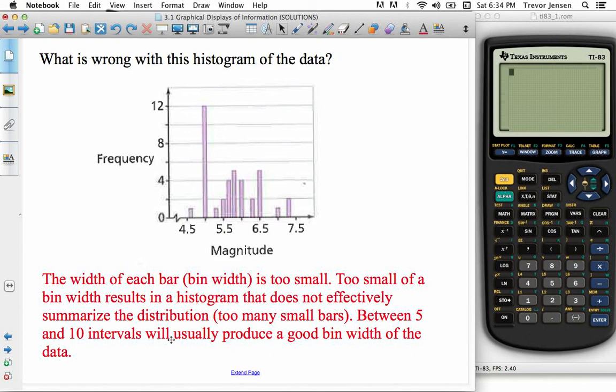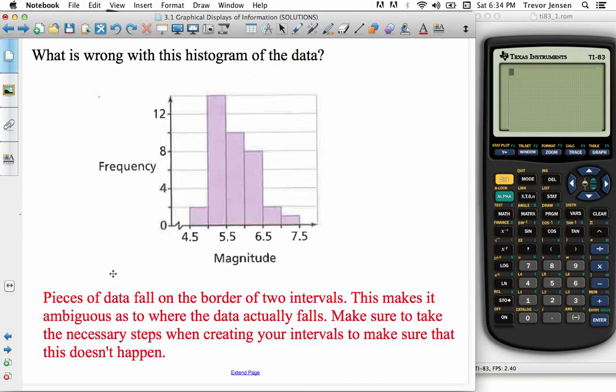Okay? Usually you want between 5 and 10 intervals. With this one, there's many, many more than 5 and 10 intervals, even though it only shows you the actual values of a few of them. Okay, so what we want is a bin width that'll give us between 5 and 10 intervals. So you might say, okay, this one looks a little bit better. I've got 1, 2, 3, 4, 5, 6, 7 intervals. So that's a little bit better, a good number of intervals.